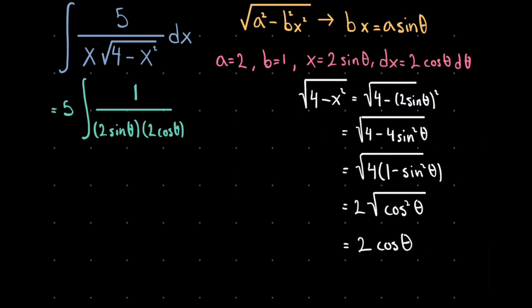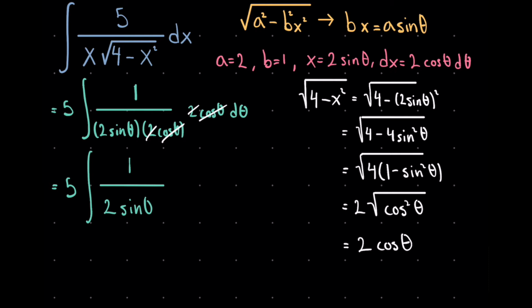We have that dx is equal to 2 cosine theta d theta. So we write 2 cosine theta and d theta here. Well, we can see that the 2s can cancel out, and the cosine theta terms will cancel out. And that is just going to leave us with 5 times the integral of 1 over 2 sine theta d theta.